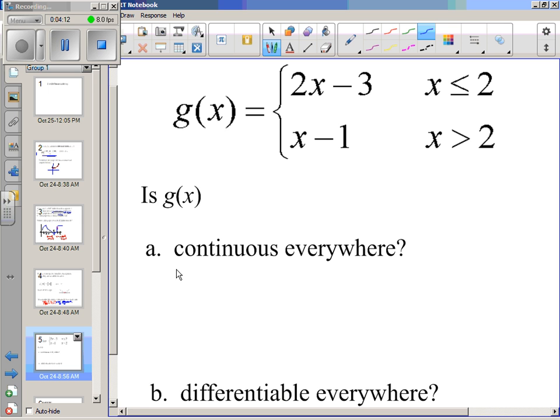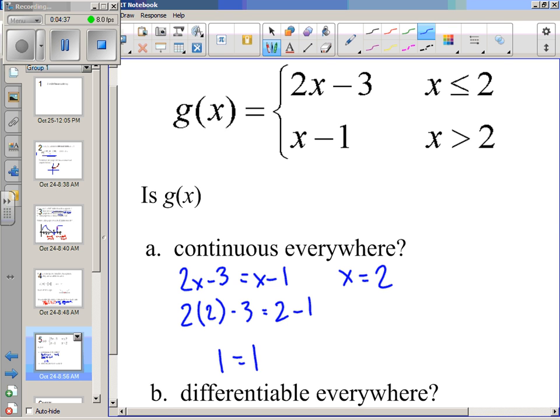So we need to set 2x minus 3 equal to x minus 1, and we're going to evaluate this at x equals 2. So what we can do is we can substitute in then for x. So we end up with 2 times 2 minus 3 equals 2 minus 1, and when we simplify both of these, we end up getting 1 equals 1. And so this is a true statement, so we say that yes, this function is continuous everywhere.